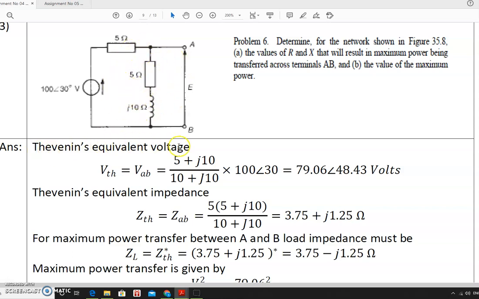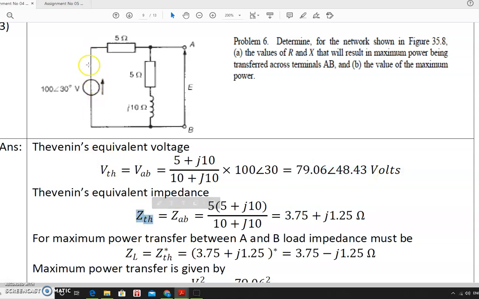So how will we calculate the Thevenin's equivalent voltage? The voltage between AB is nothing but the voltage drop across 5 + j10. So 5 + j10 divided by 5 + 5 + j10, that is 10 + j10, into the total voltage source of 100 at an angle of 30. So VTH comes to be 79.06 at an angle of 48.33. This is my VTH. Now I want to calculate ZTH.